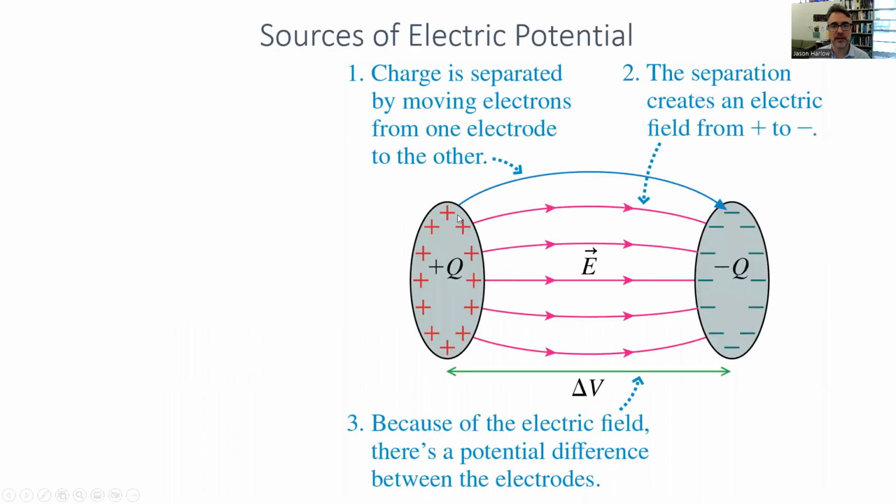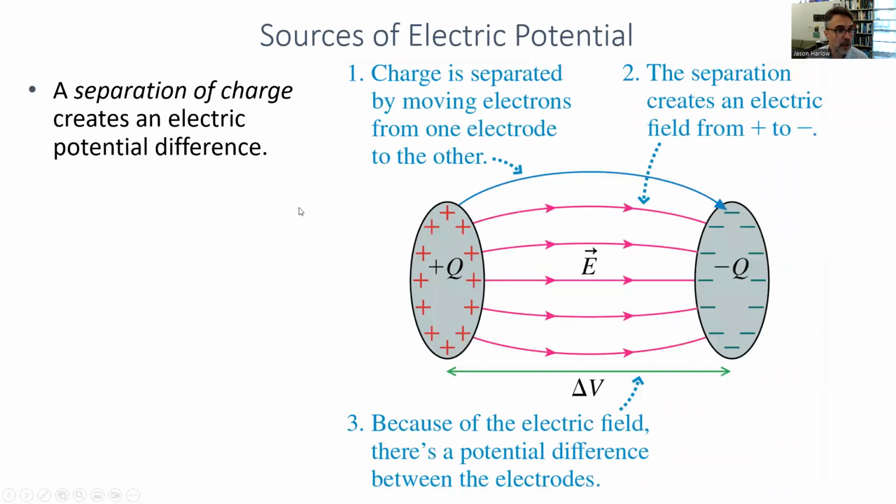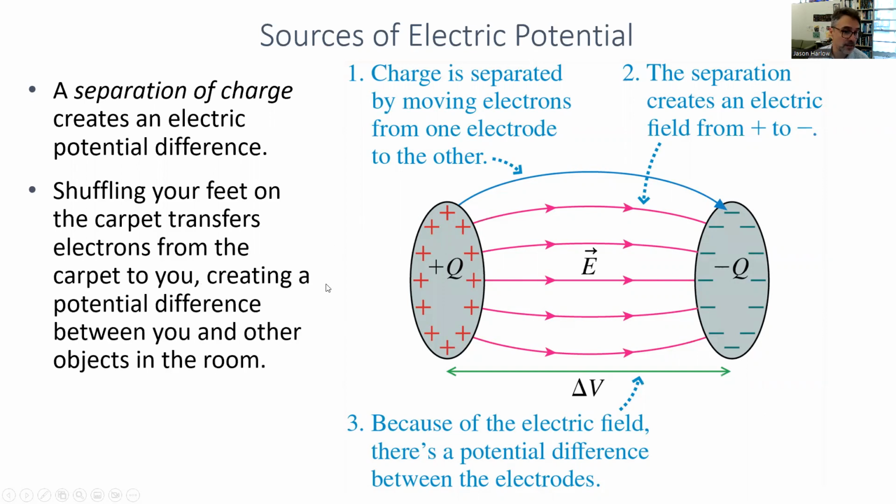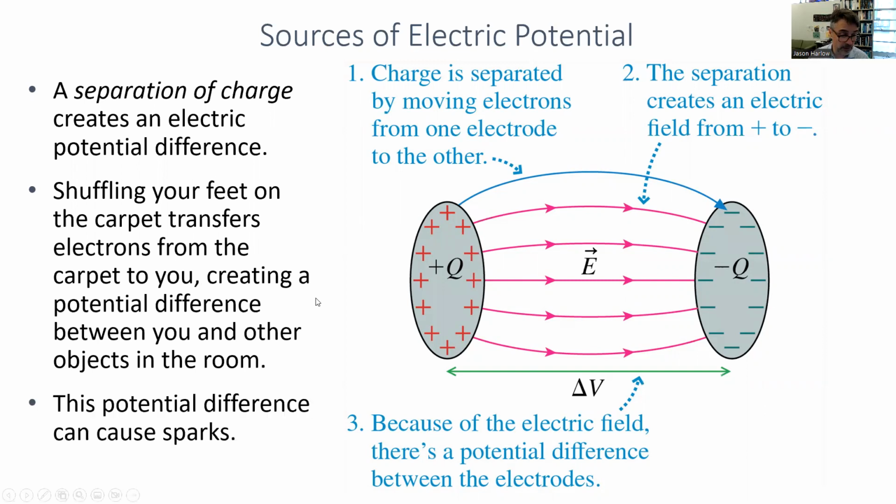Basically, the idea here is you've got two electrodes, which are two conductors that are separated by some space, and the space in between them is insulating. So a separation of charge creates an electric potential difference, such as shuffling your feet on the carpet transfers electrons from the carpet to you, creating a potential difference between you and the other objects in the room. This potential difference can cause sparks.